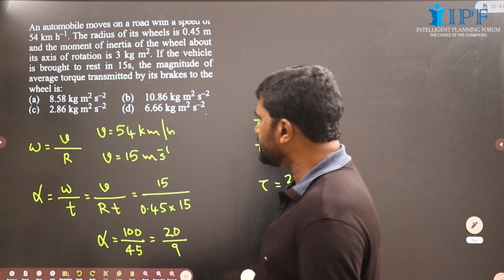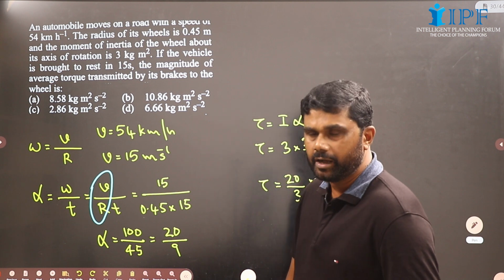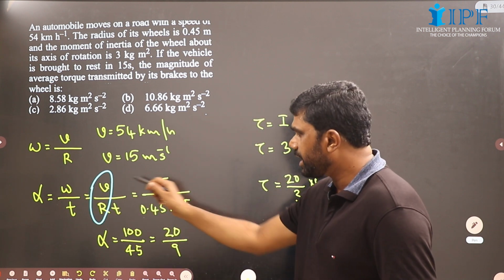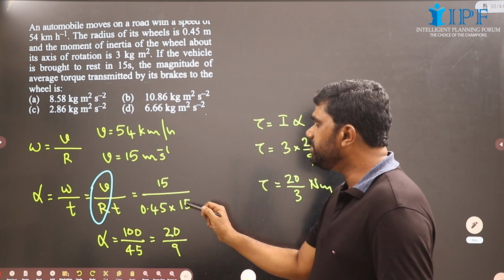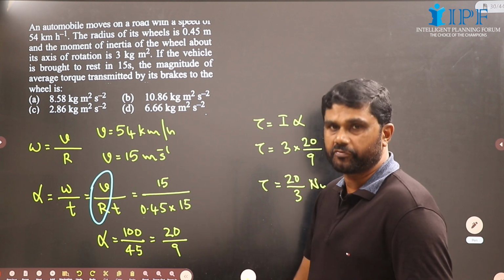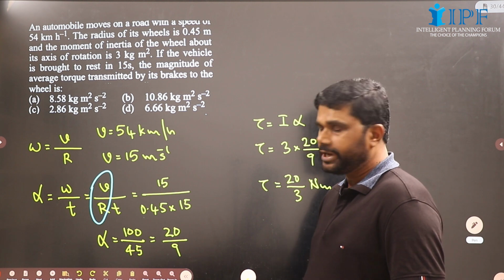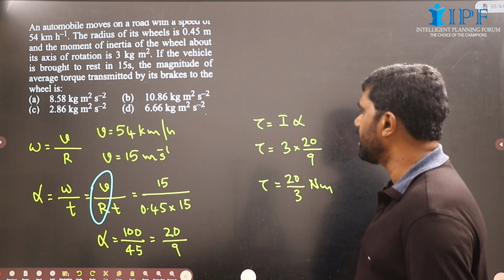So the initial angular velocity we have is V by R, that stands for omega. Omega by T will give you alpha. V I have written 15, R is 0.45 and time is 15 seconds. So it will be 1 by 0.45, alpha, or we can write 100 by 45, or you can write 20 by 9. 20 by 9, that is alpha.